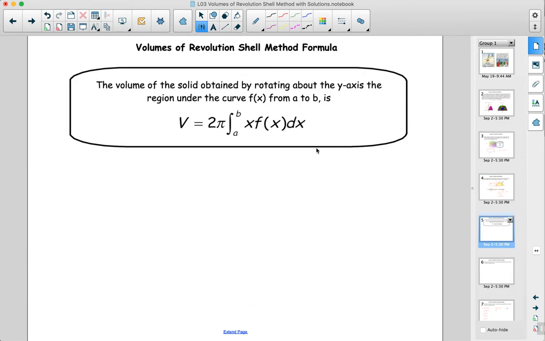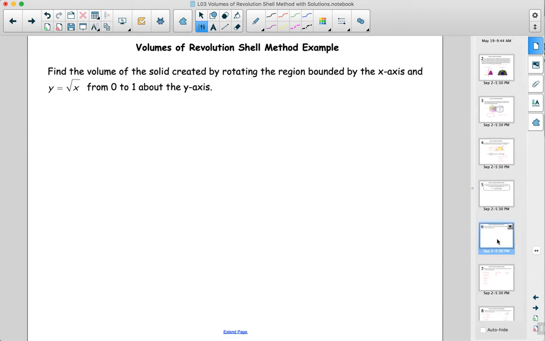All right, so there's the formula. And again, a function in x is rotated around the y-axis. Cannot use the washer method, have to use the shell method. All right, the first example: you're going to find the volume of the solid created by rotating the region bounded by the x-axis and this curve from 0 to 1. And again, it's about the y-axis. That's how you know there's a mismatch: a function in x about the opposite axis. This is a shell method example.